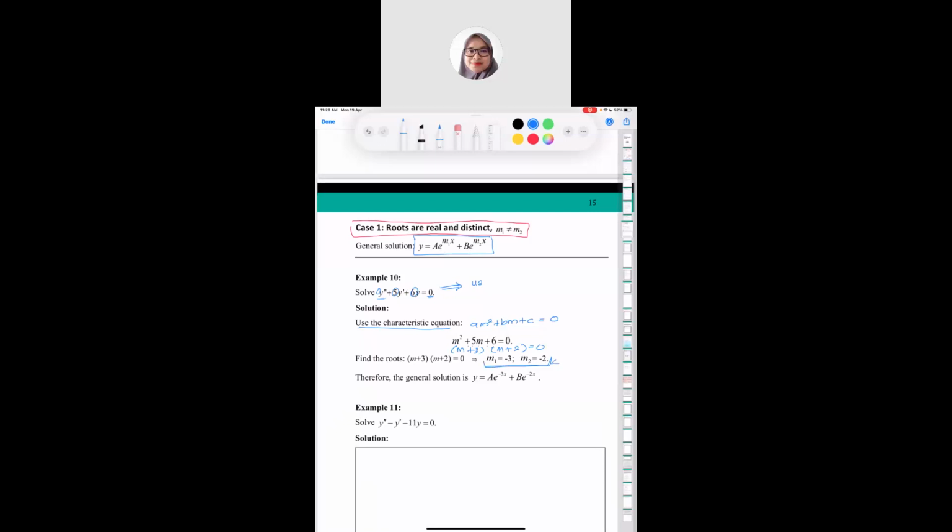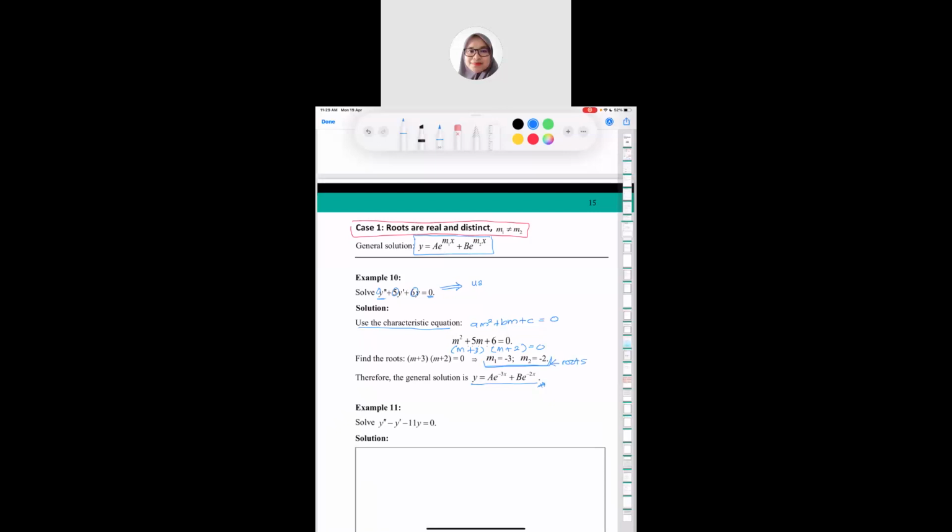So ni kita panggil dia punya roots. Your roots are real number and distinct, m1 tak sama dengan m2. Terus tulis dalam form y equal to A e^(m1 x) plus B e^(m2 x). So we can conclude that the general solution is y equal to A e^(-3x) plus B e^(-2x). Tu sahaja step untuk selesaikan second order homogeneous equation.